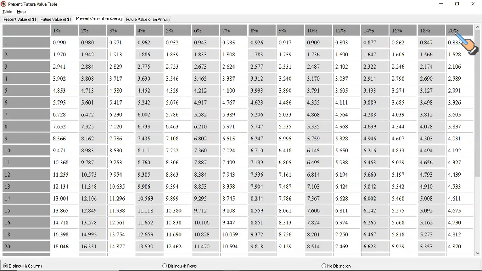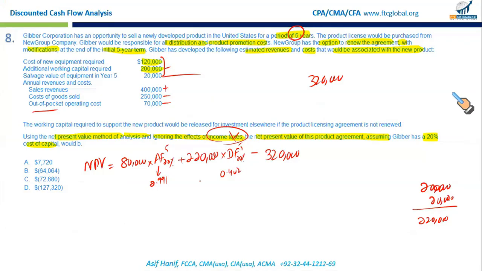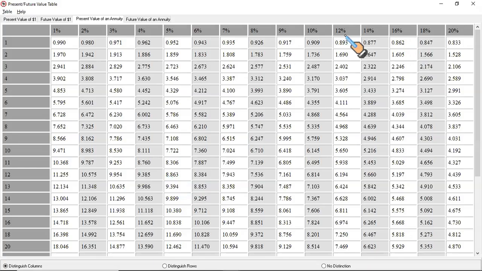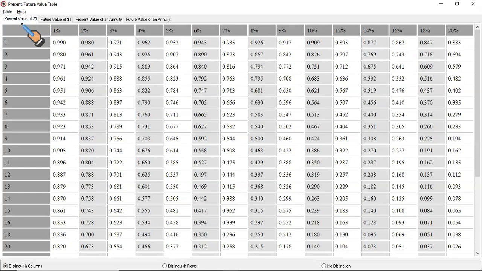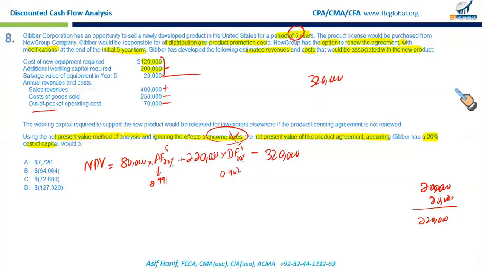This is 20%. And the 20% annuity factor for 5 periods is given right here. It's 2.991. And the discount factor is seen from present value of $1. That is 20%, 5th year, 0.402. Right? So when you solve this, your NPV is 7720.